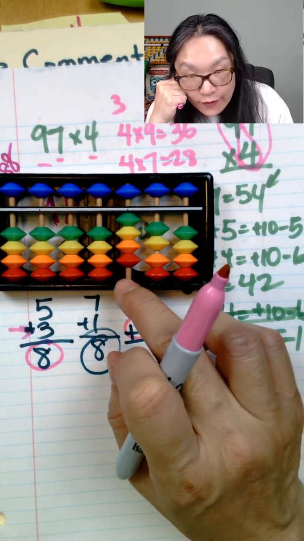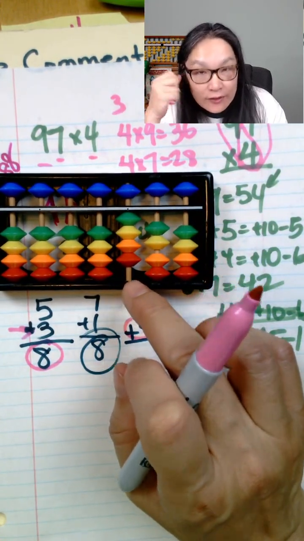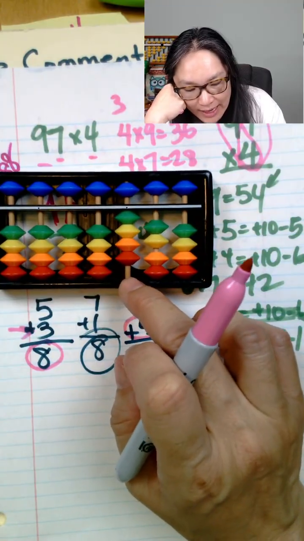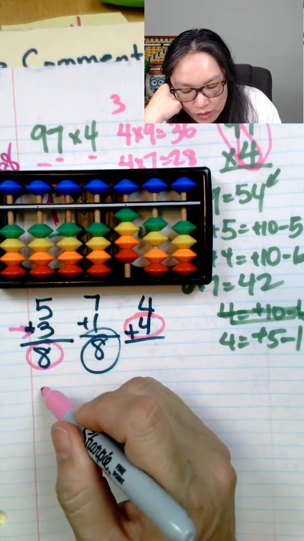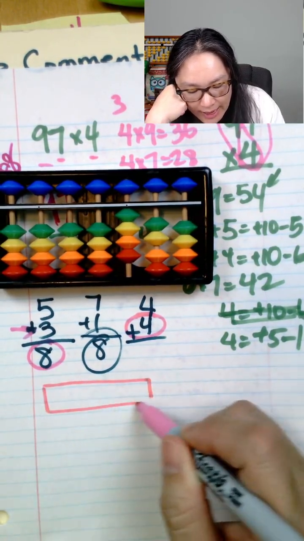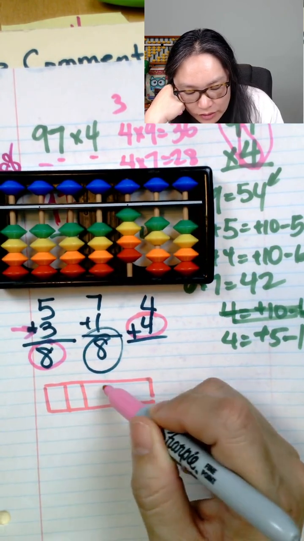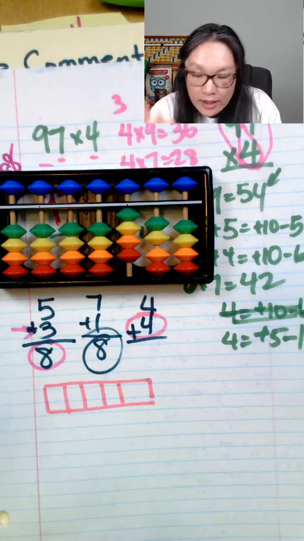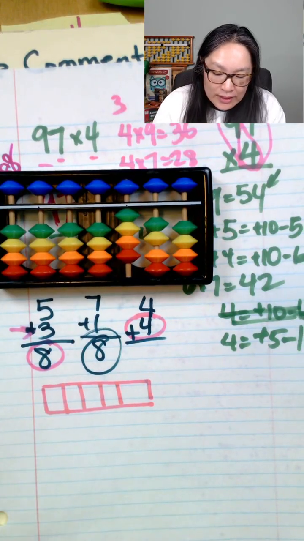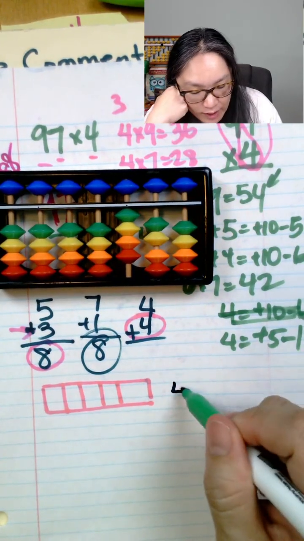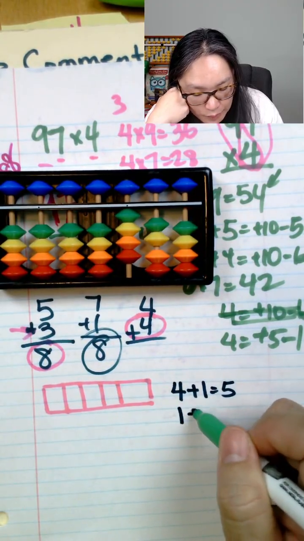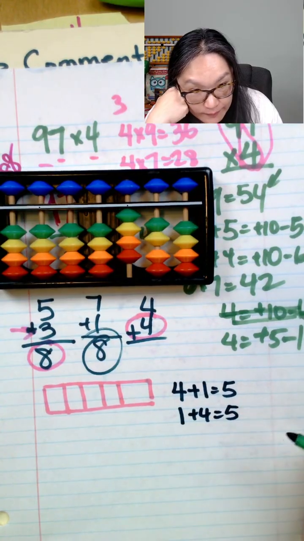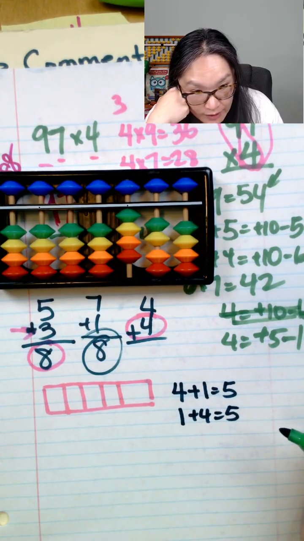We're going to add the 4, but we don't have enough beads to add the 4. Now, what's another way to add the 4? Notice I have this 5. In school, we're starting to teach the children how to add the 5. 1, 2, 3, 4, 5. Now, what does that mean? We're teaching the children that 4 plus 1 is equal to 5, or 1 plus 4 is equal to 5. So drop the 5 and minus the 1.